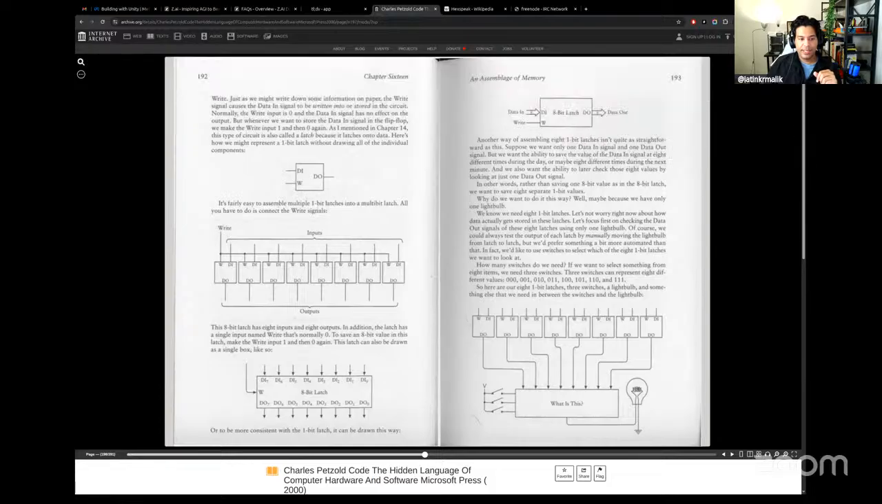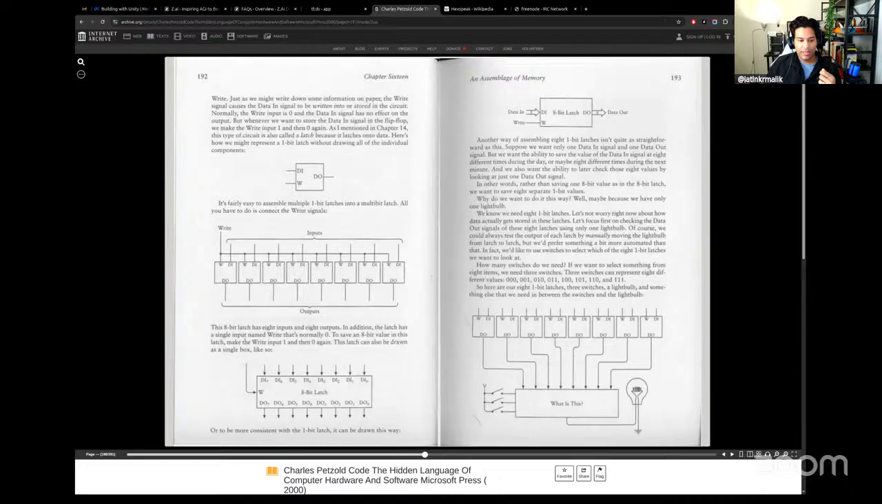It is fairly easy to assemble multiple one-bit latches into a multi-bit latch. All we have to do is connect the write signal. So the write signal goes in parallel into every one, and then you have a bunch of individual data inputs here, and this gives you data outputs. So in this 8-bit latch, it has 8 inputs and 8 outputs. In addition, the latch has a single input called write that is normally 0. So if you want to save something, you key in an 8-bit value and then you make the write input 1 and you make it 0 again, and then it will save that value.